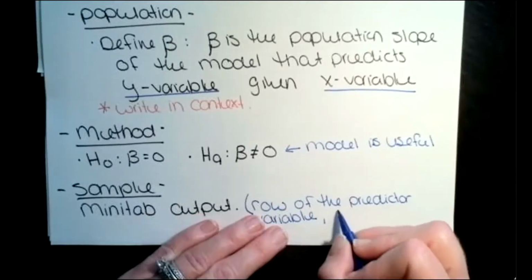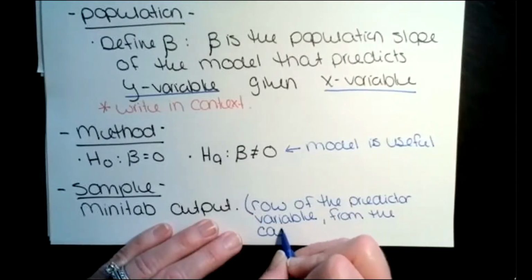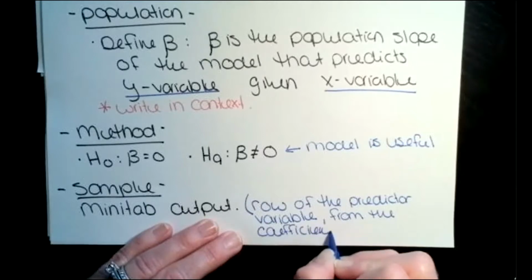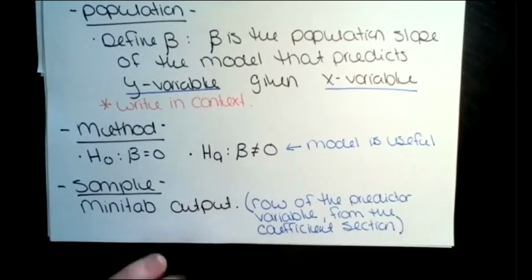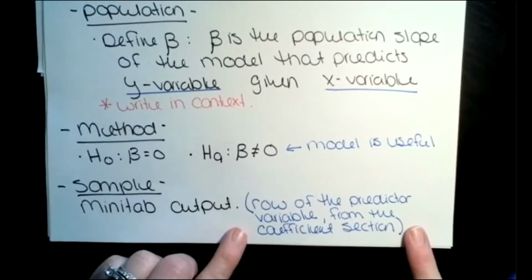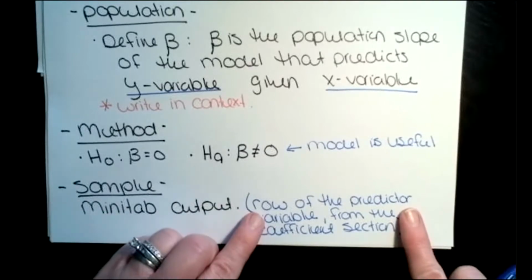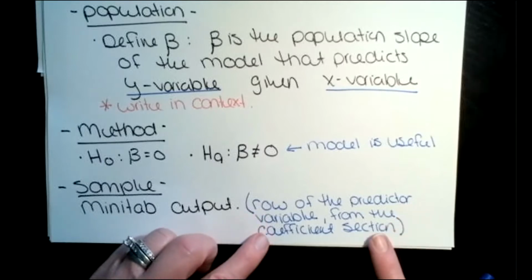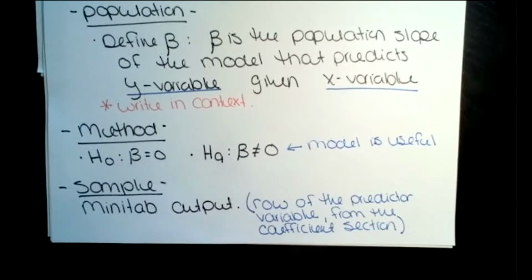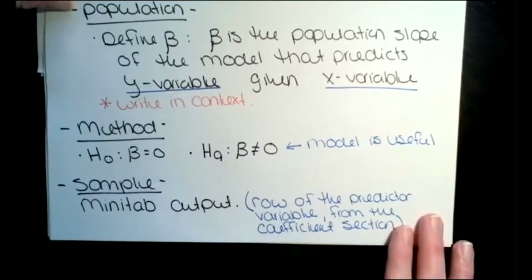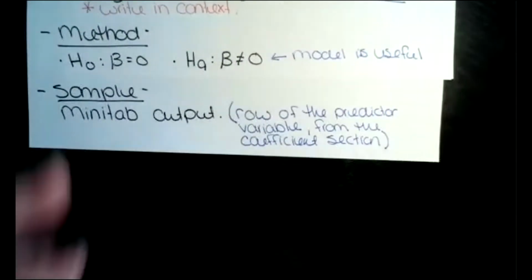And this is from the coefficients section. It doesn't make a ton of sense right now because we're not looking at the output, but I'm just making a note of what you're going to look at. You could put all of the output there, but what we're actually going to study is the row from the predictor variable, and it's in that little section. So you know how they're labeled as different sections, the coefficients section. That's what we're going to look at. So I think having that little note there is just helpful, so if we look back, we know what we're going to look at.